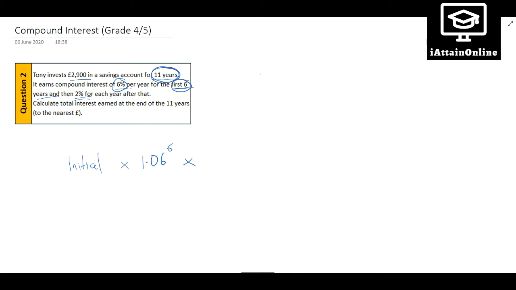So what we are now going to do is the 100% plus the 2% becomes 102%, which as a multiplier is 1.02. So I'm going to multiply this by 1.02 to the power of 5, which is those remaining years.